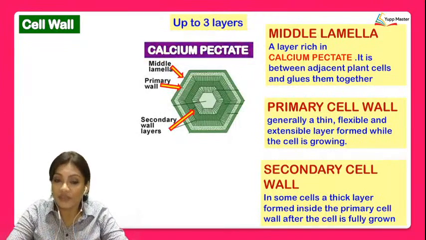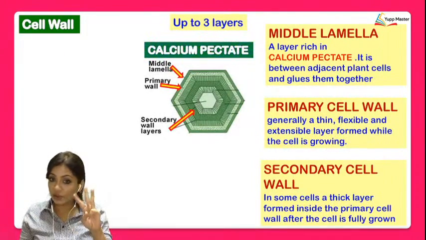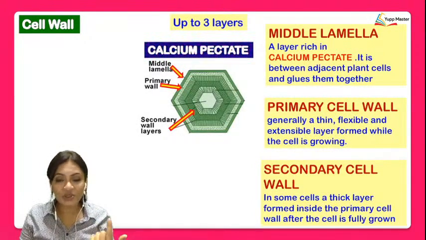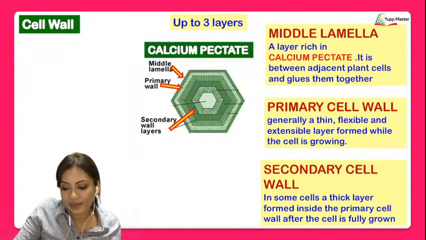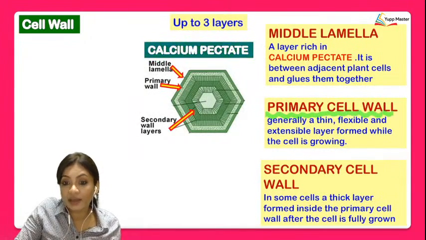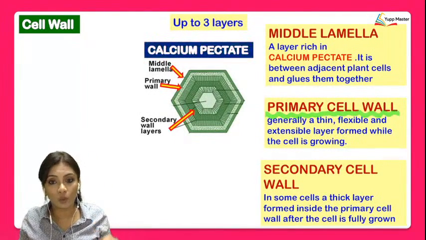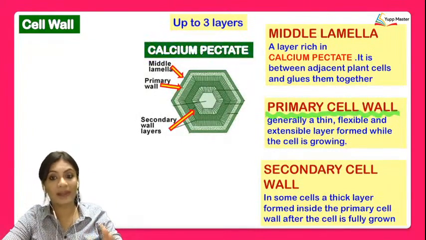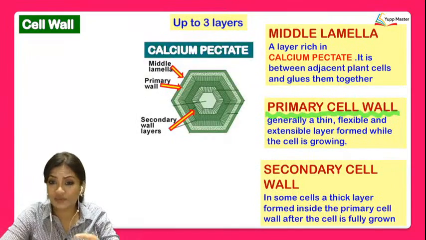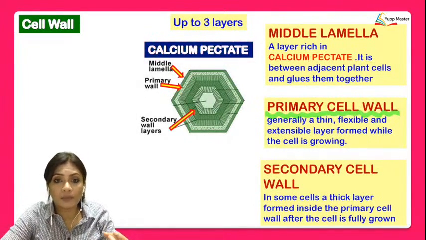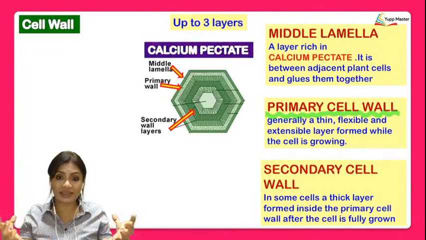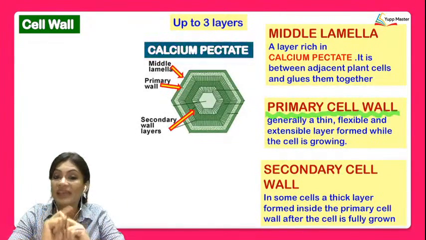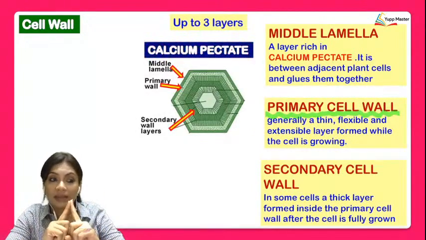All right. Then inner to that layer, remember there were three layers. The outermost layer was the middle lamella. The middle layer is called the primary cell wall. Now remember one thing, this primary cell wall is always there. It is a thin layer, it is flexible, and it is extensible too, because it has to extend as the cell is growing. So the outermost layer of a cell wall is the middle lamella, and inner to that is the primary cell wall.